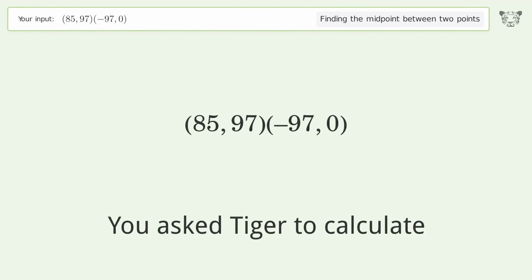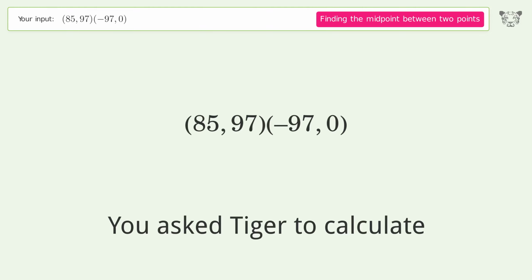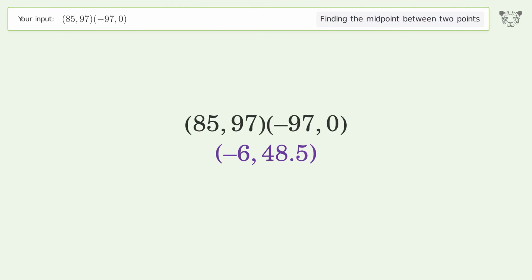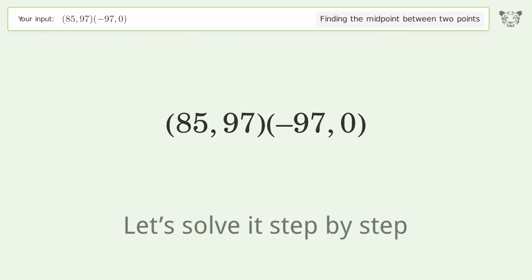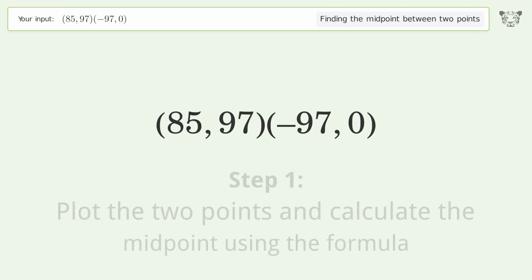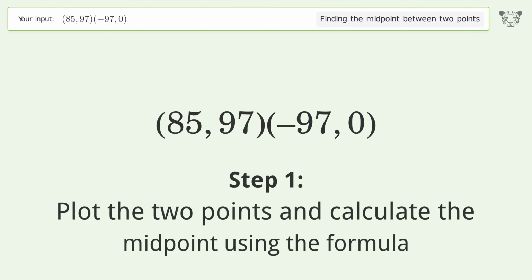You ask Tiger to calculate. This deals with finding the midpoint between 2 points. The midpoint between the 2 points is -6, 48.5. Let's solve it step by step. Plot the 2 points and calculate the midpoint using the formula.